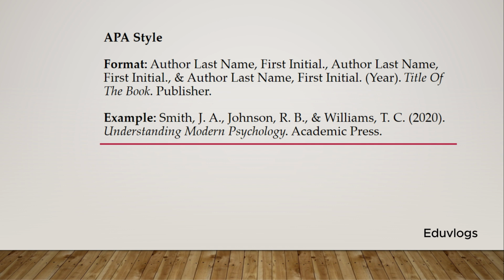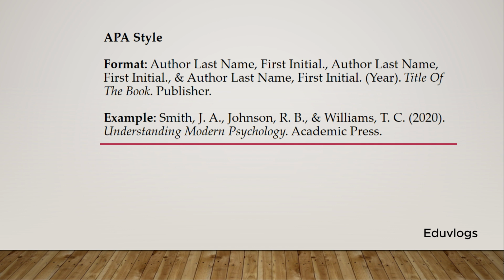So if the authors are more than two and you want to follow the APA style of referencing, first thing you need to note is the format for referencing in the APA style of referencing. For the APA style of referencing, all you need to do is to write the author's last name first, then the author's first initial, followed by the second author's last name and the author's first initial, followed by the third author's last name and the third author's first initial.